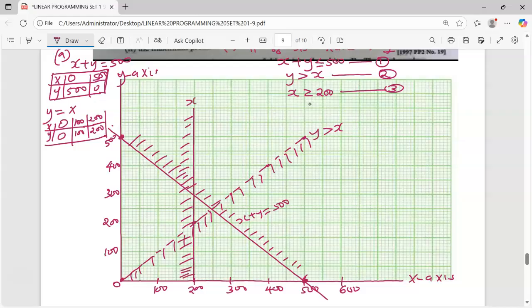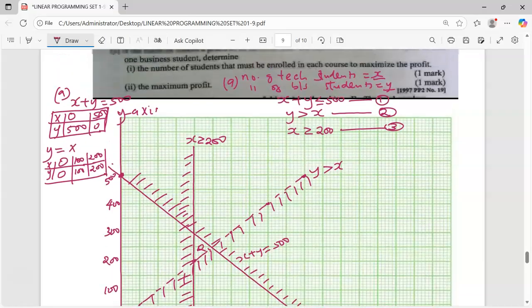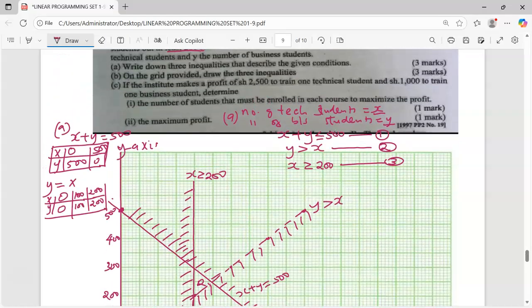After shading, you simply label this x is greater than or equal to 200. And by so doing, now we are going to get our required region at this point here. Once we get the required region, we have worked out the second part of this question.